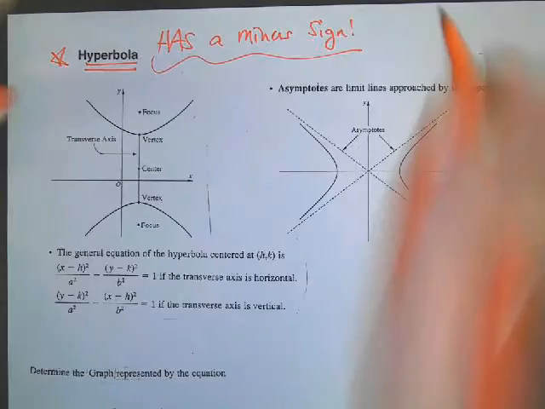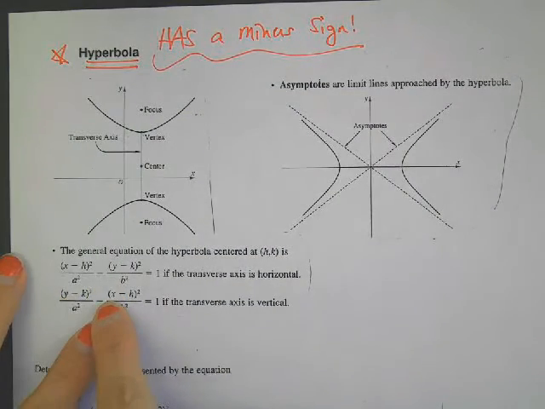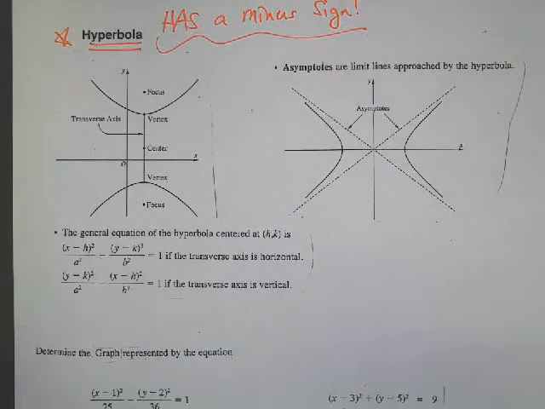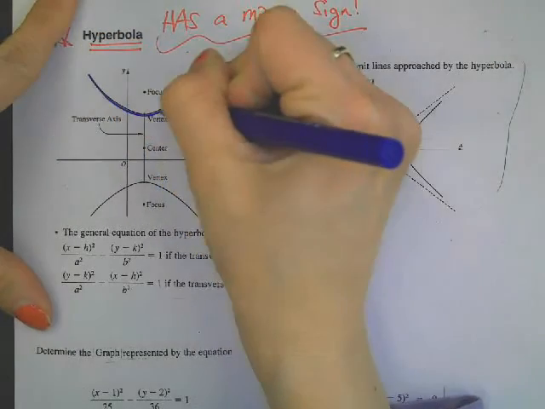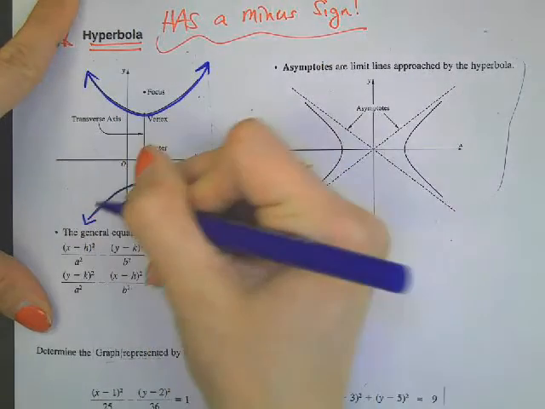Okay, he has a minus sign. He's the only one that actually has the minus sign right here in the middle. Okay, so here's what the hyperbola looks like. Here's one that's opening up and down. Okay, they're almost like big parabolas, but there's two pieces to them.